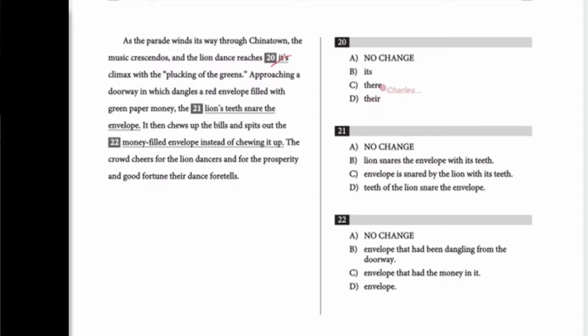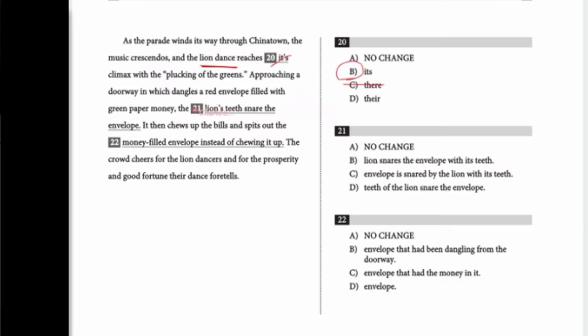It's not THERE over there. It's going to be possessive. Now, is it possessive singular its or possessive plural? What's the actual subject or antecedent noun for the pronoun here? The lion dance. So it's a single thing. Answer's got to be B, its climax, because that's singular. Okay, so there's a singular pronoun antecedent reference there. 21.